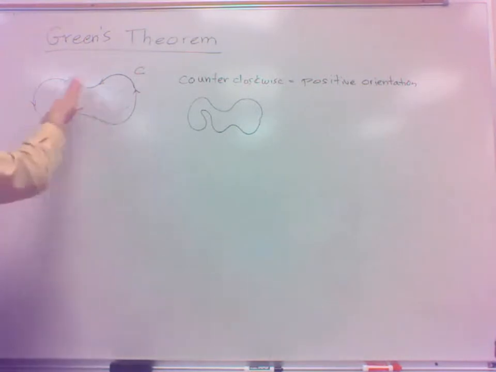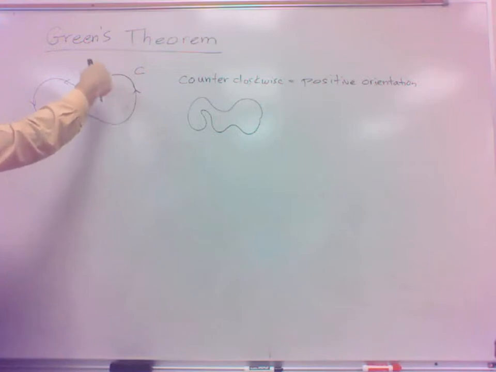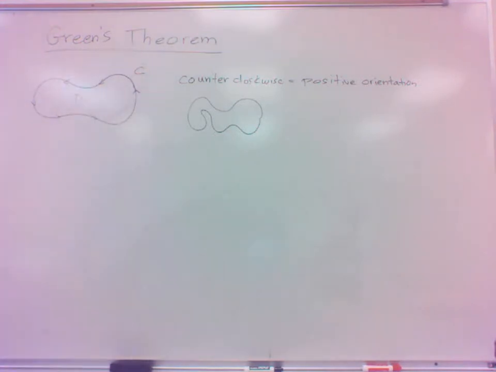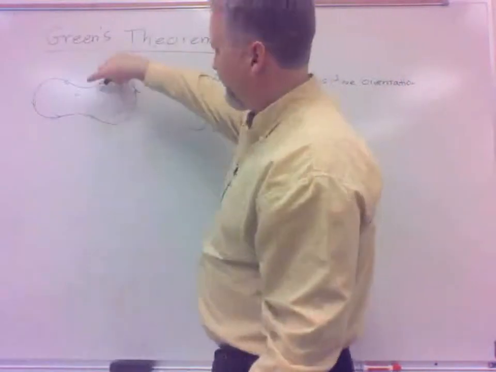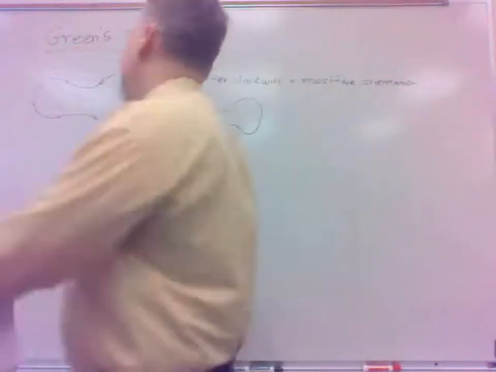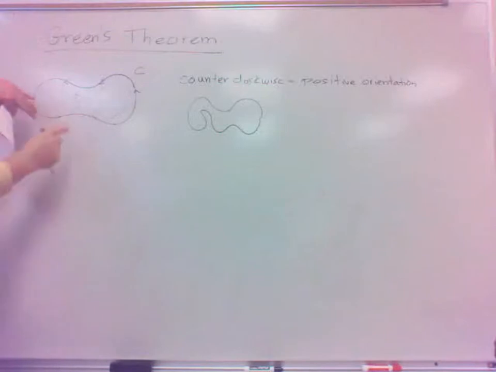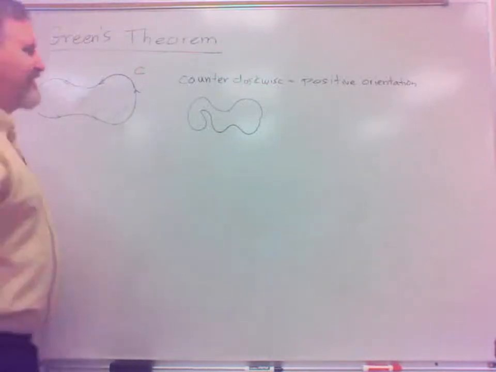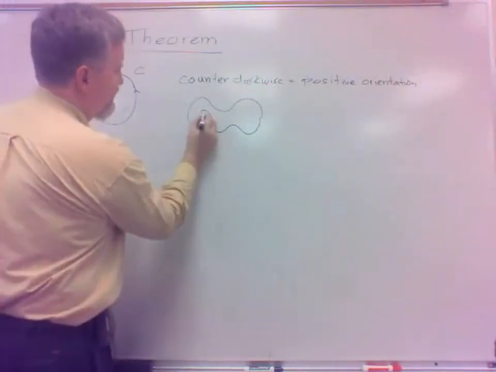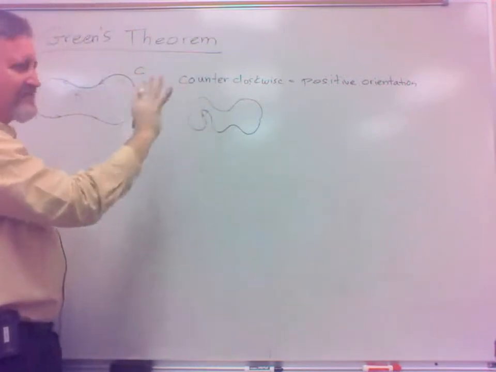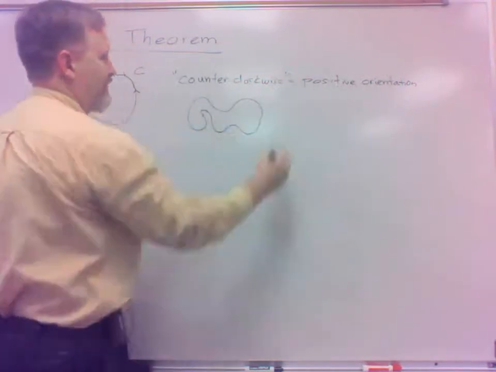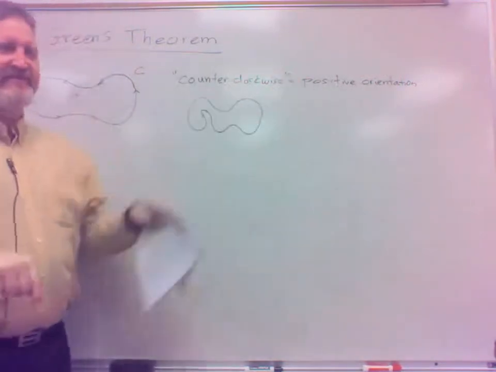What they also said is the region is always on the left. D is always on the left of your curve. If you think about walking along it, D is always to the left. And if you come over here, it's to the left. Because this one kind of turns around, you are kind of going clockwise, so it has counterclockwise, quote unquote, but D is always on the left.